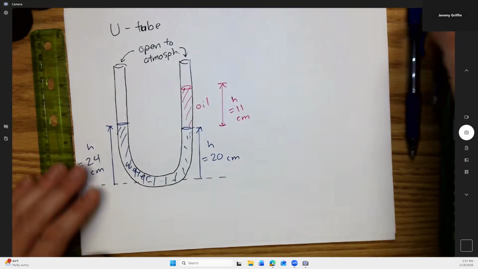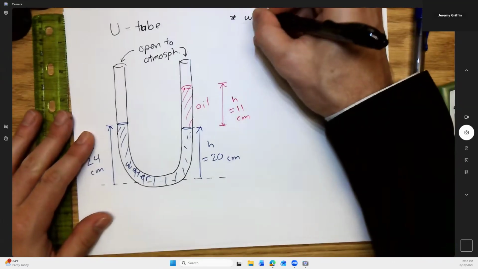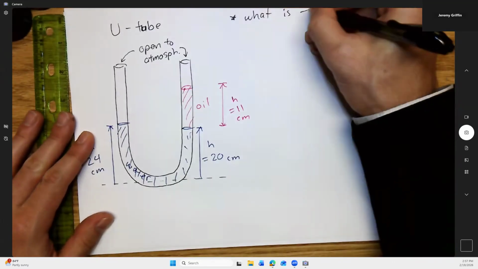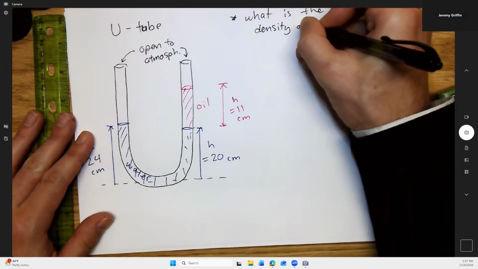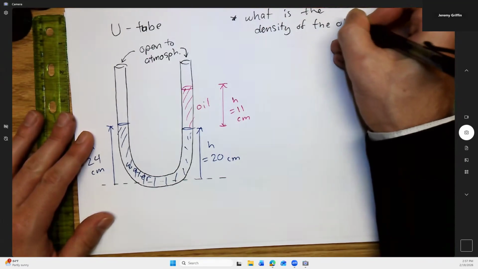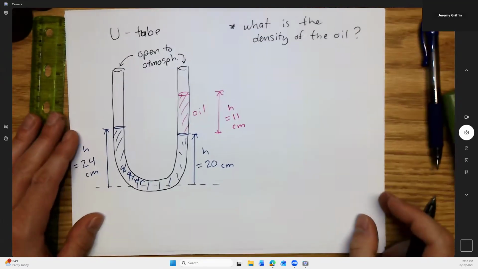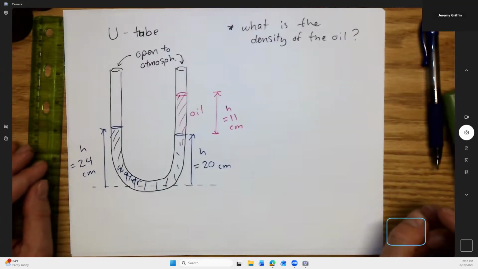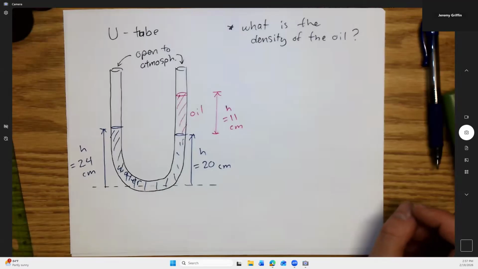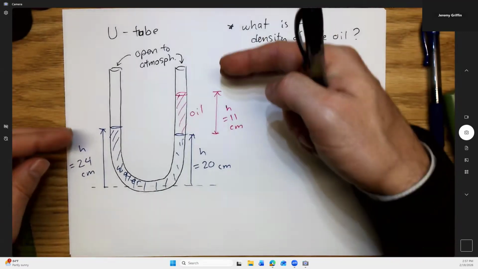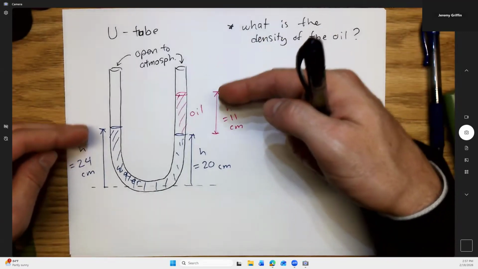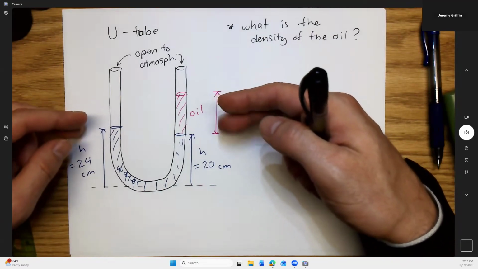And the question is going to be, what is the density of the oil? What's the density of the oil? Okay. All right, you guys go with that? Well, it's got to be less than water because it's floating above the water. Right. And you see it's kind of pushing down the right side and pushing up the left. Right, so you guys see that?